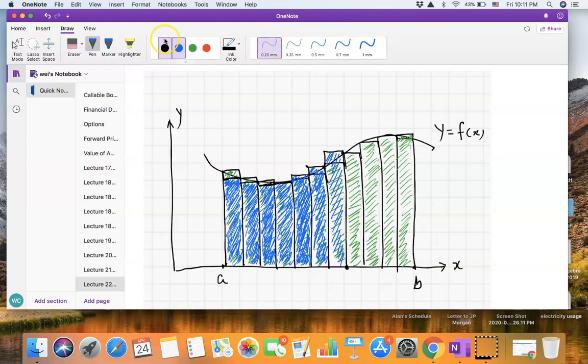Okay, and now let's move on to here. This point, the function value is here. And for this point, the function value is this. And for this point, the function value is almost the same. And for point B, the function value is this. So let me color these rectangles.